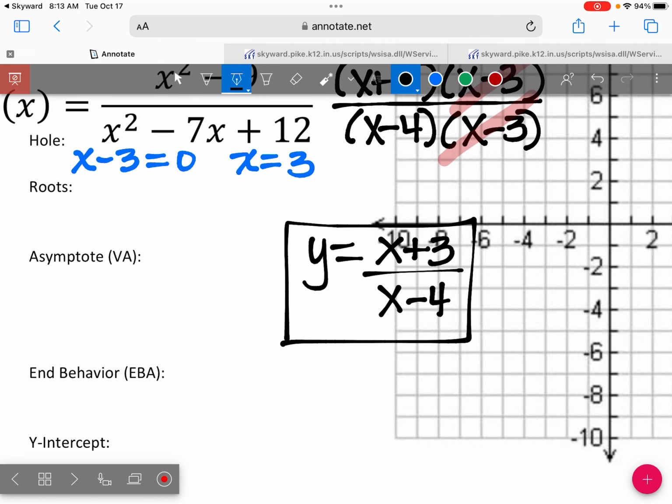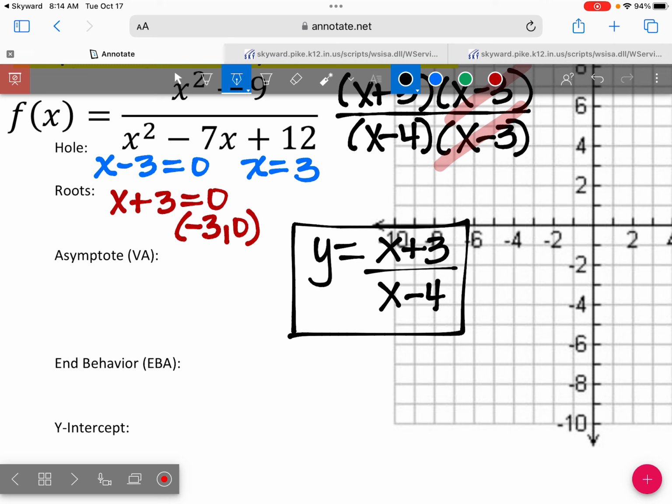So roots, that's the numerator. Take that x plus 3, set it equal to 0. So you have an x-intercept at -3, 0. Go ahead and plot that point. Plot a point at -3. I'm going to do it in blue, actually.